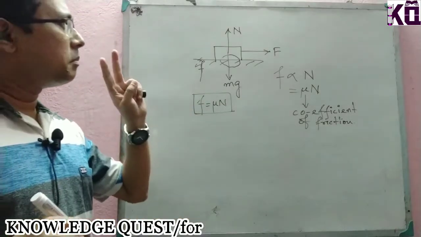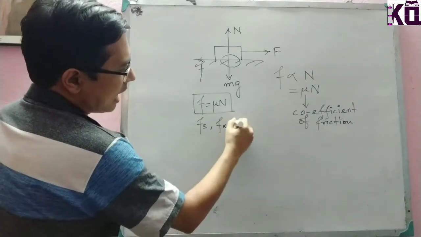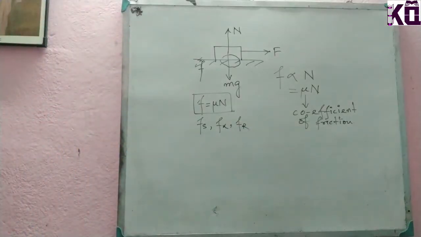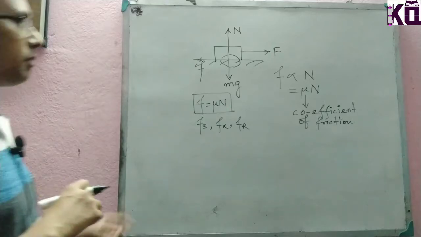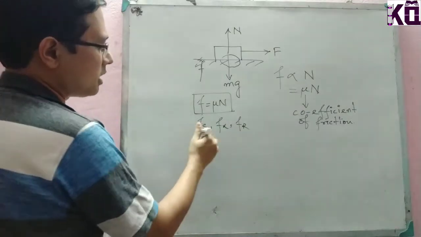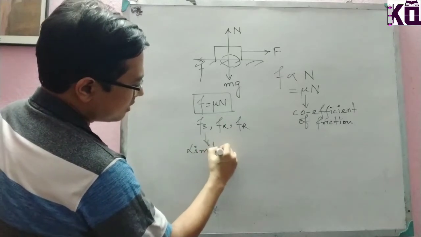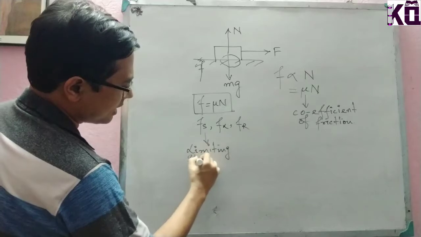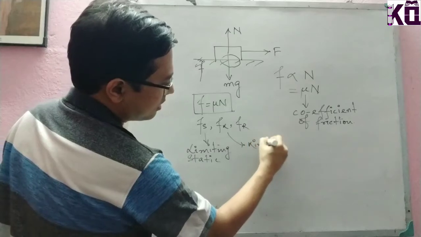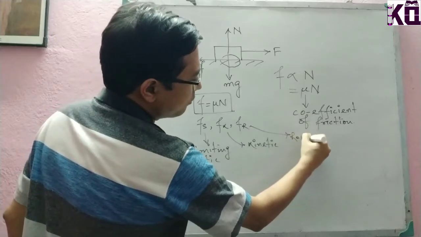Now there are basically three terms: Fs, Fk, and Fr. What are these three? Fs, Fk, Fr. These are all frictional forces. Fs is called limiting static friction, Fk is called kinetic friction or dynamic friction, and Fr is called rolling friction.